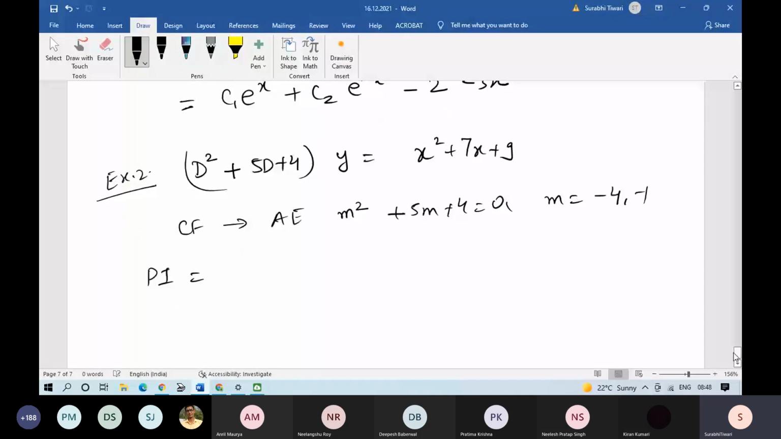Now particular integral 1 upon d square plus 5d plus 4 operated on x square plus 7x plus 9. Now we have to write it in the form 1 plus x या 1 minus x के form में लिखना है. So we can take 1 by 4 common from here.